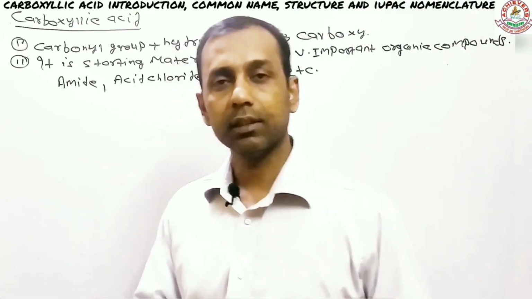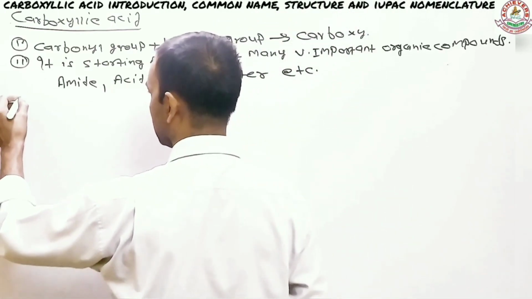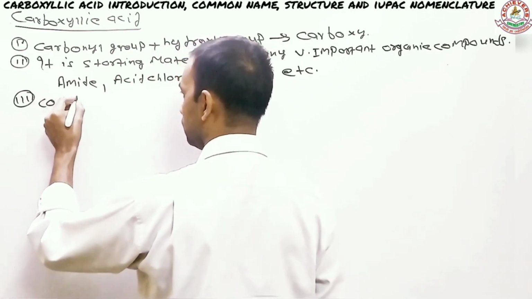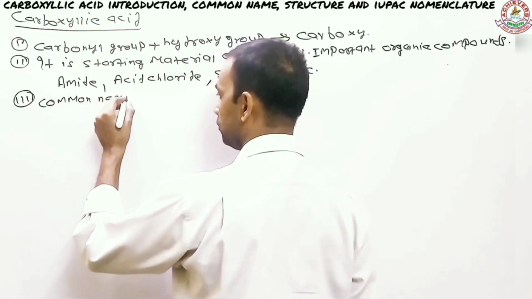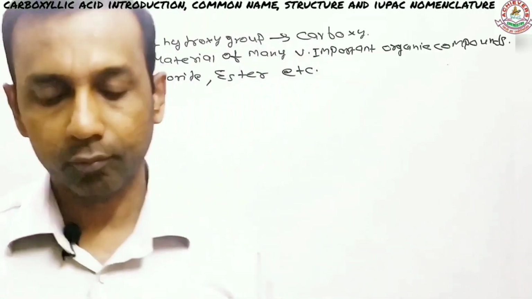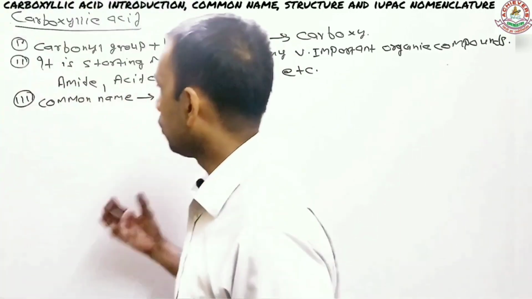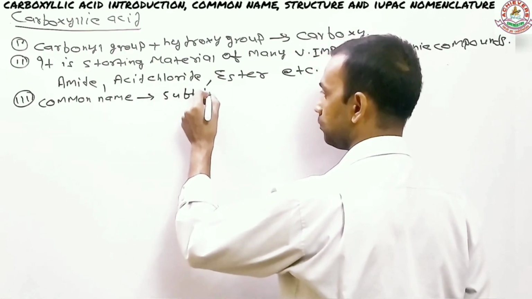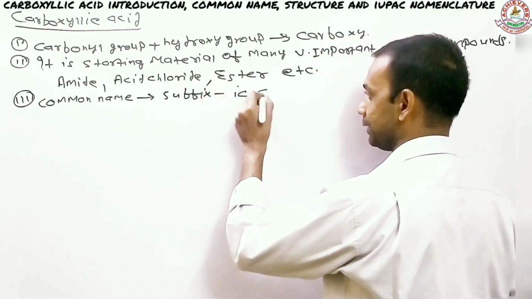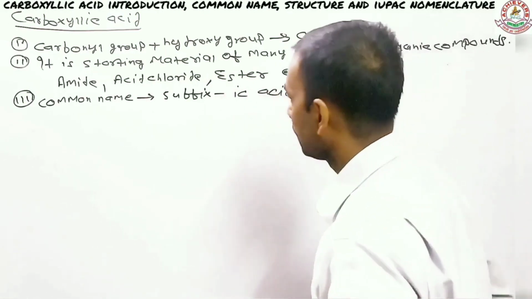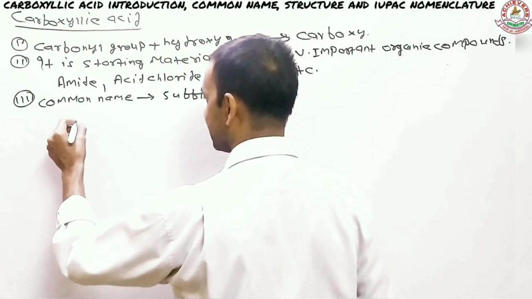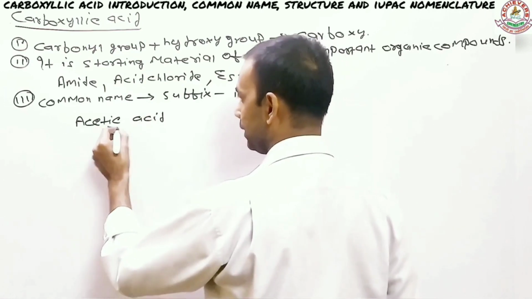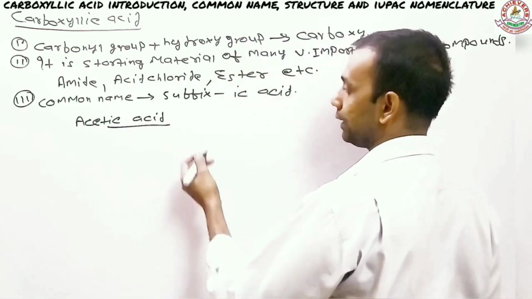Now the question is, what is the naming procedure? The third important thing I'm talking about is the common name. The common names have a suffix, and it's called ic acid. For example, acetic acid. So what you see? Ic acid.